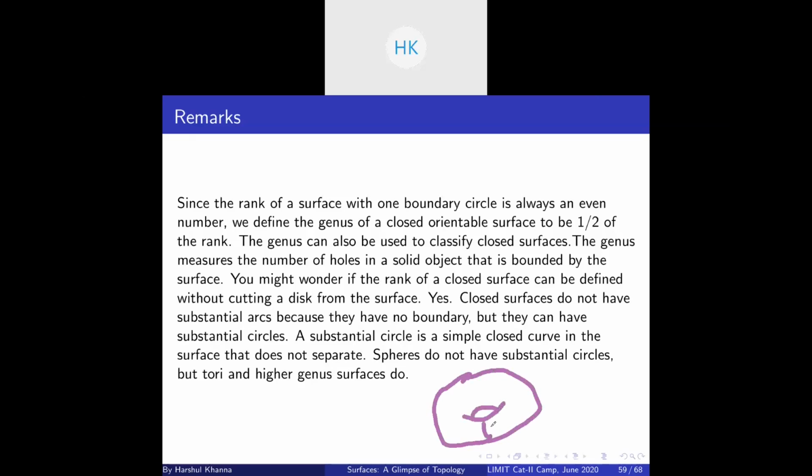This is a substantial circle. This does not separate. Spheres do not have a substantial circle because whenever you remove a simple closed curve from it, you will get, say, two disks. But torus and higher genus surfaces do have substantial circles.